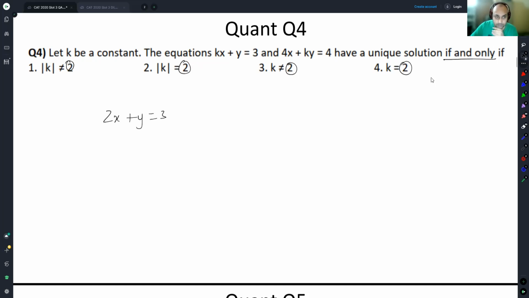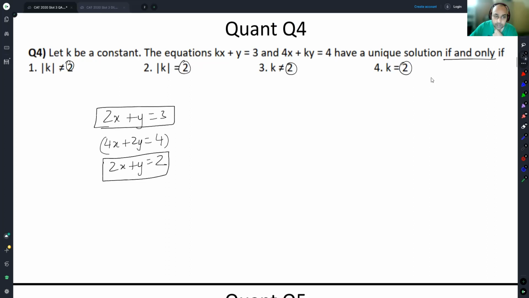2x plus y is equal to 3 and 4x plus 2y is equal to 4. If you simplify this further, you'll get 2x plus y is equal to 2. Can you see that you will not have a unique solution now? Because for these two expressions, the LHS is the same, the RHS is different. So k cannot be equal to positive 2. If k cannot be equal to positive 2, can I say option 4 and option 2 are out of the running right now? They are definitely out of the running.